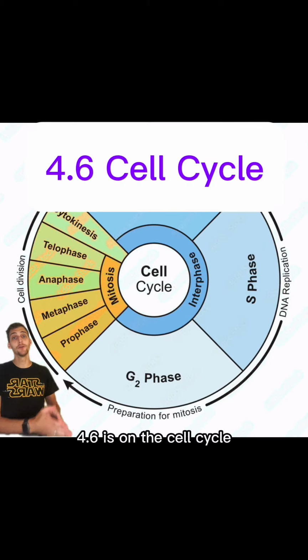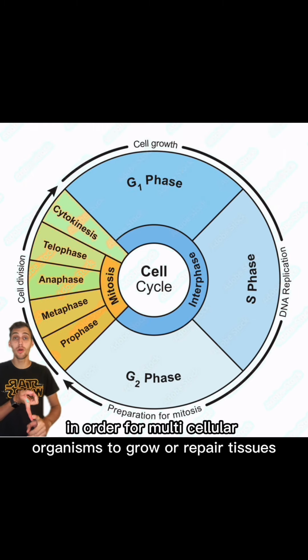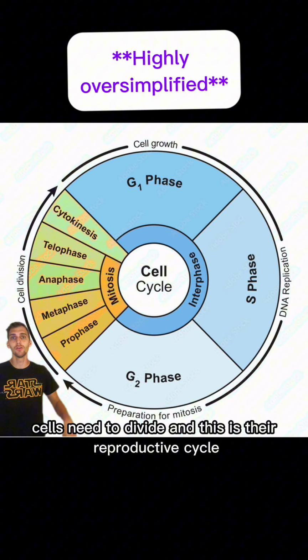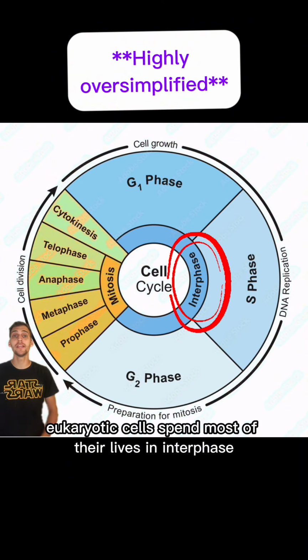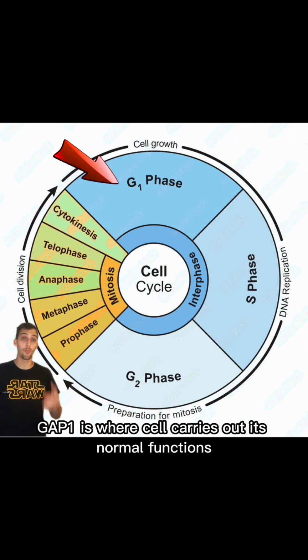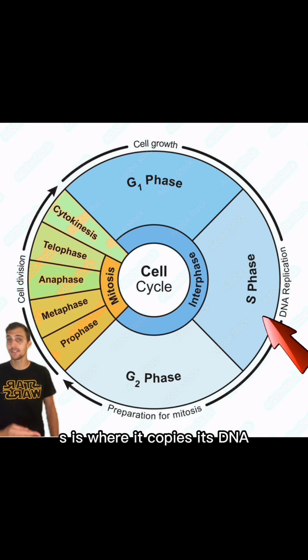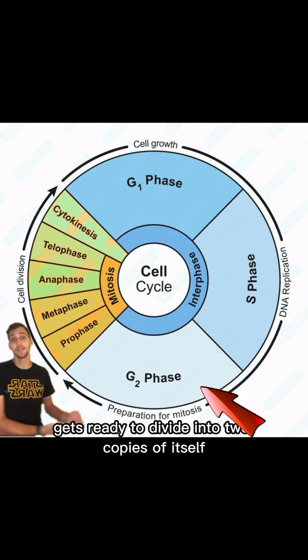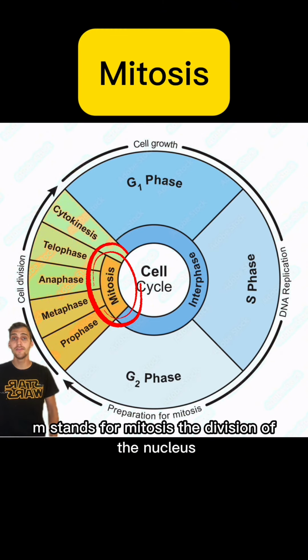4.6 is on the cell cycle. In order for multicellular organisms to grow or repair tissues or continue existing, cells need to divide, and this is their reproductive cycle. Eukaryotic cells spend most of their lives in interphase, which can be broken up into 3 parts. Gap 1 is where a cell carries out its normal functions and prepares for DNA replication. S is where it copies its DNA, and gap 2 is basically where a cell gets ready to divide into 2 copies of itself. M stands for mitosis, the division of the nucleus.